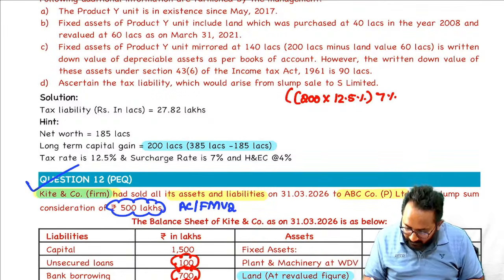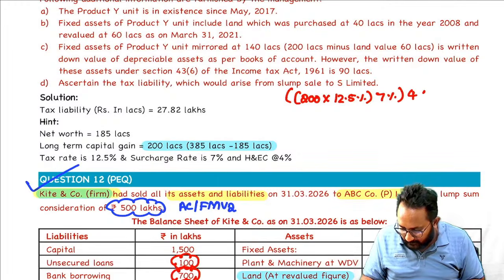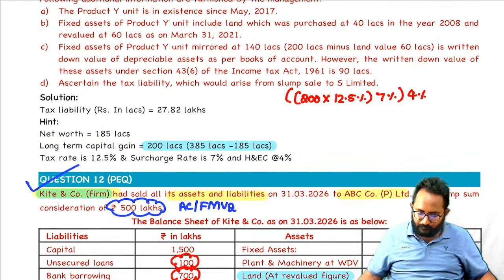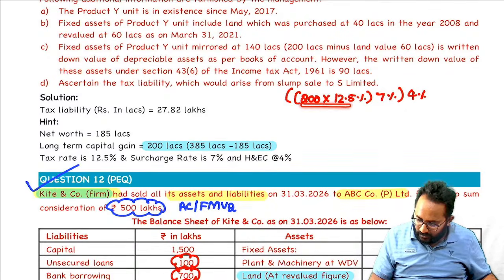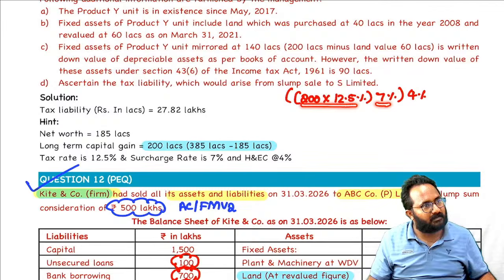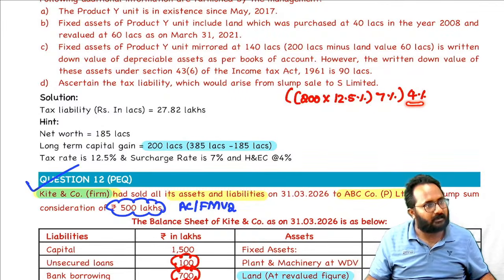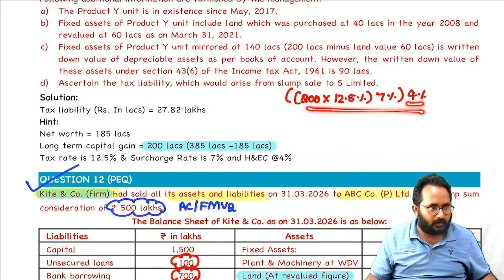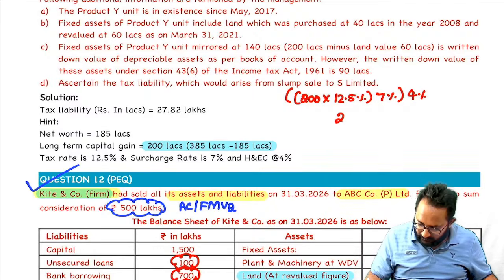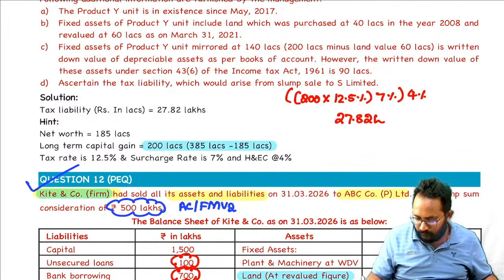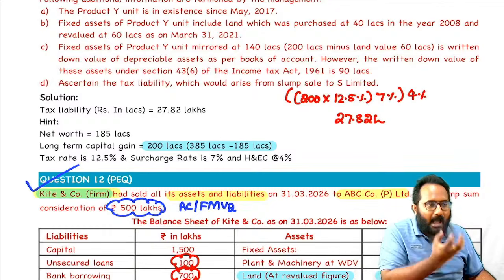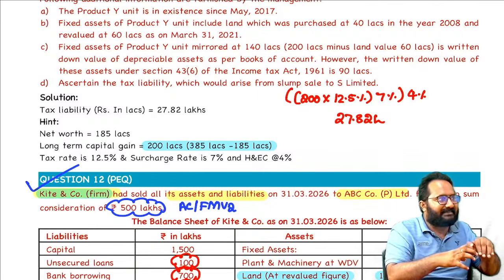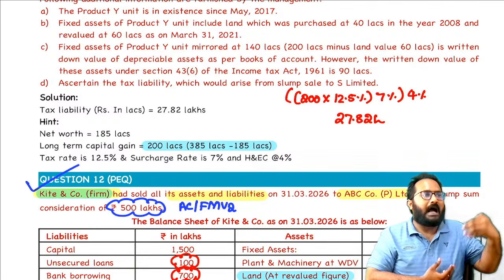Next, what is that? Health and education cess 4%. Please compute. Simply, after calculating that, on that I calculated the surcharge, ma. Okay, how much will you get? 27.82 lakh. For calculation of surcharge, we have to check whether the capital gain income exceeds 1 crore or 10 crore.